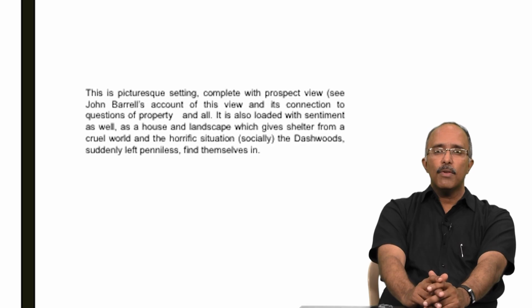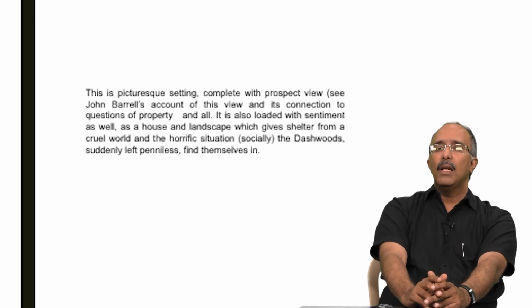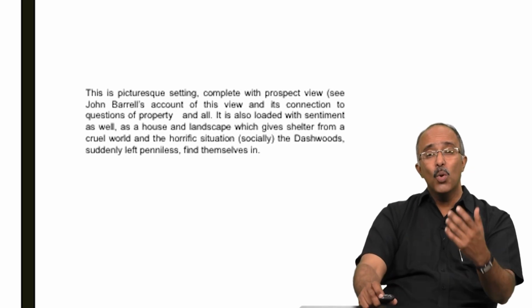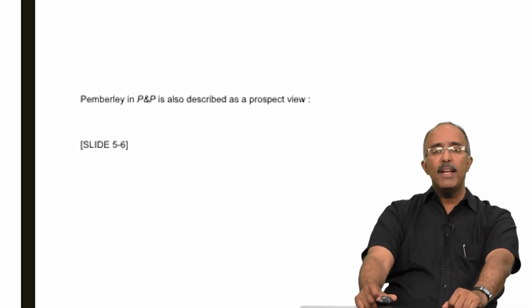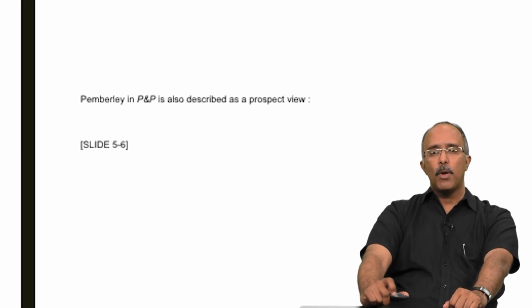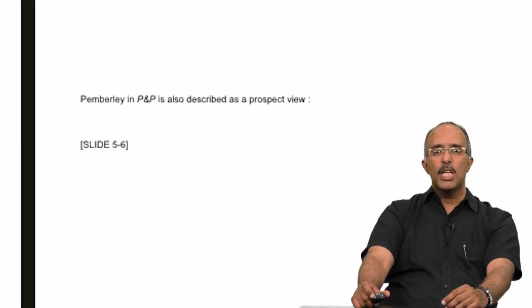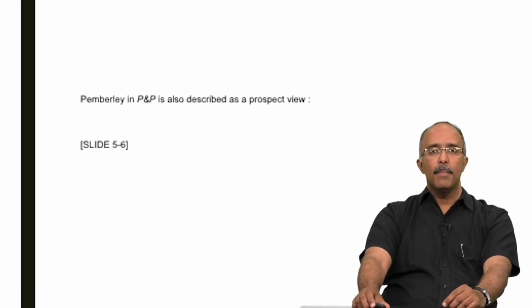So John Barrell's account of the prospect view is intimately linked to questions of property and ownership. It's also loaded, of course, with sentiment. You only look at it with pride because you own it. Now here is a very well-known description of a prospect view in Pride and Prejudice. Coming up on your two slides is a description of Pemberley in Pride and Prejudice.